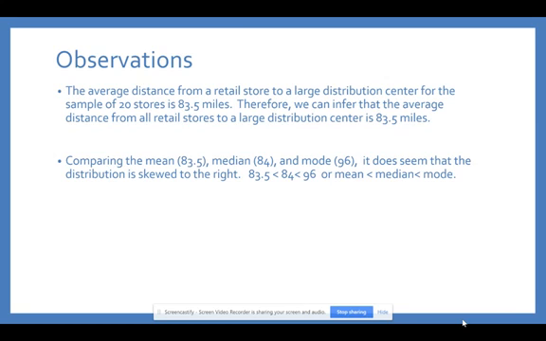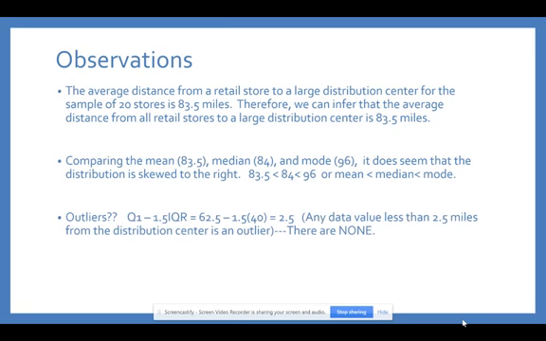So this verifies that it's skewed to the right, and we have no doubt or discrepancy about what type of distribution we have. Then we have to again think about outliers. Visually, we didn't think we had any. If I calculate quartile 1 minus 1.5 times the IQR, I have a value of 2.5. So any data value less than 2.5 miles from the distribution center would be an outlier. And in this case, there are none.